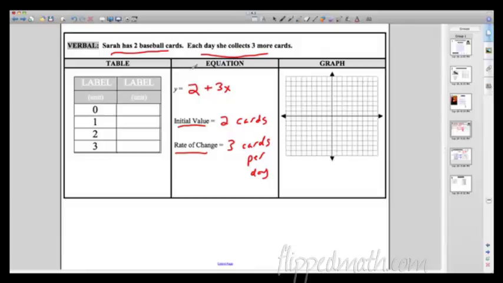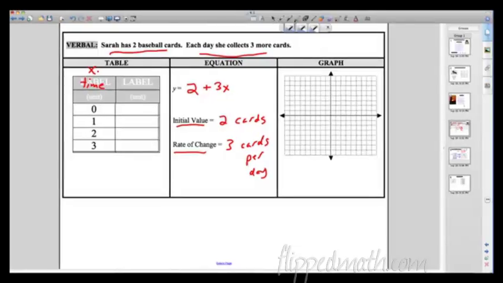In this case, when I read this, it says she has 2 cards, plus she gets 3 cards every x. What is x then? X is usually this first column here, and in this case, it stands for time. So we're going to say it is time. So that's what x is, and that's the label. How about its unit? What is it measured in? Is it months, weeks, years, centuries? Well, in this case, we're saying every day, so the unit is days. So we're measuring time in days.